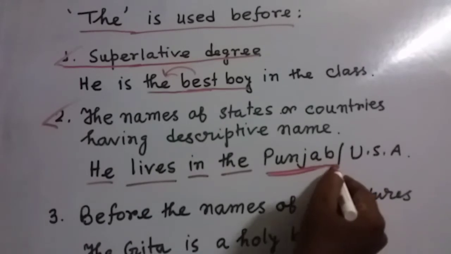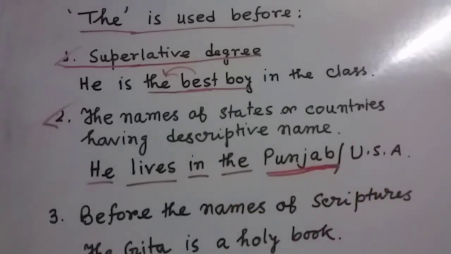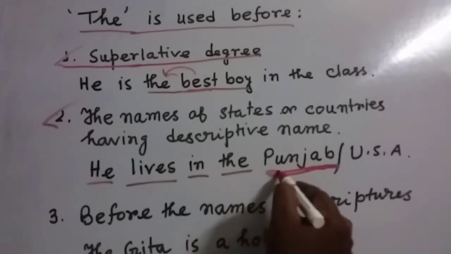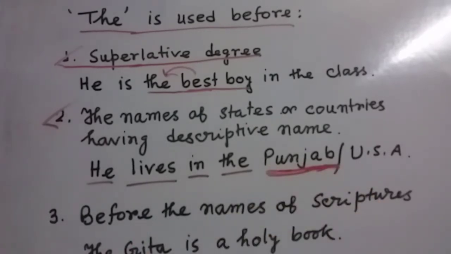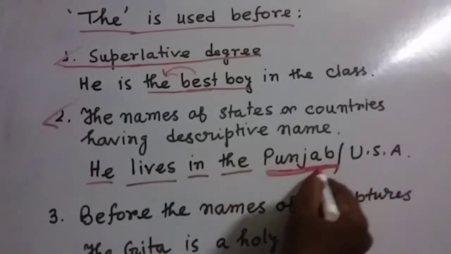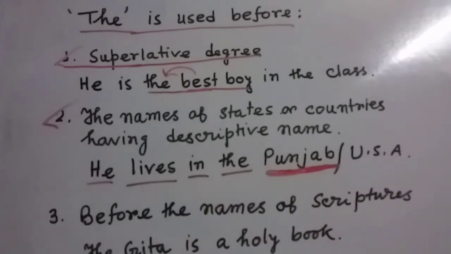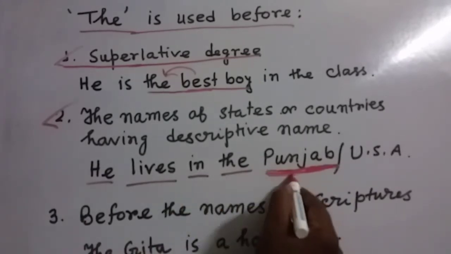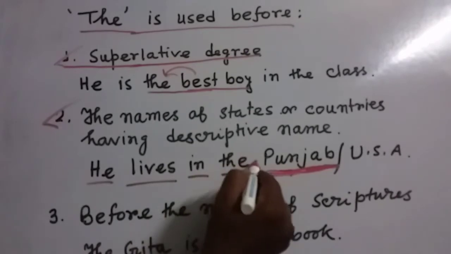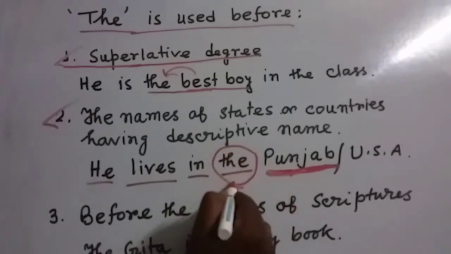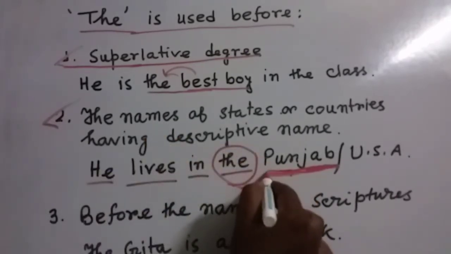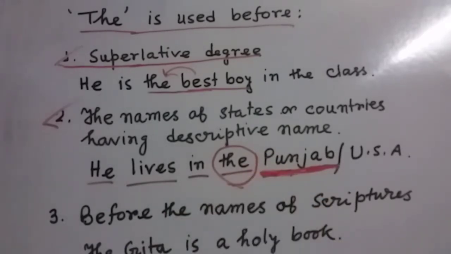This term is derived from Sanskrit, and in Sanskrit it means a land of five rivers. That means this part is descriptive. It's a proper noun, this part is descriptive, and that's why we have used the term "the". As it is a proper noun, we have used a capital letter at the beginning of this word.